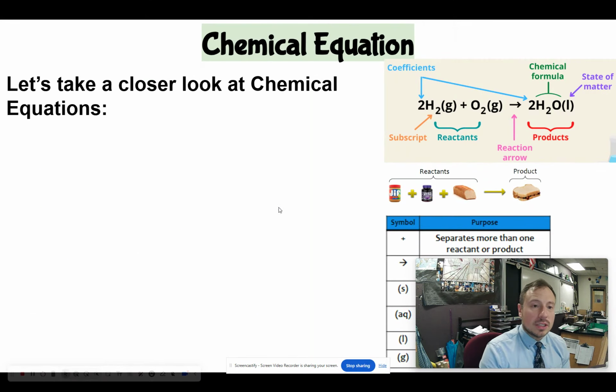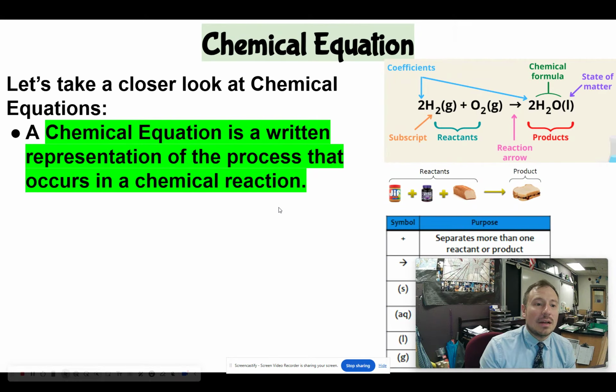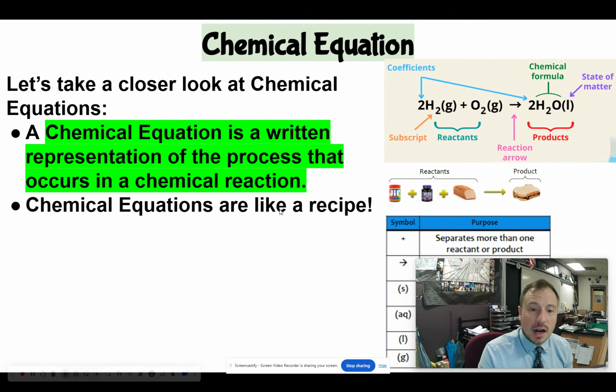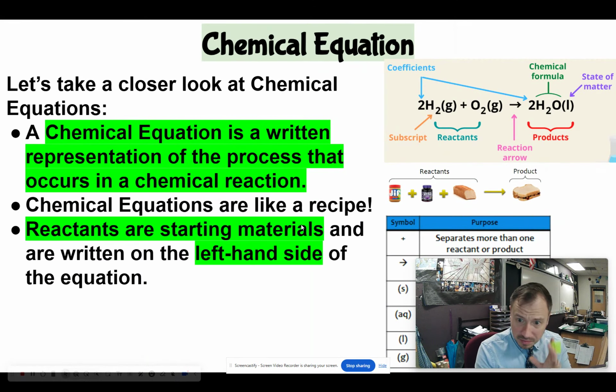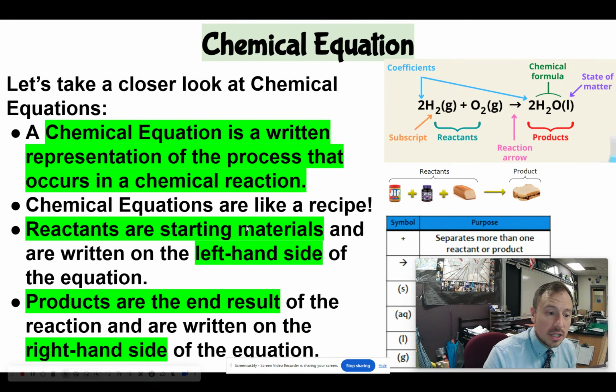So chemical equations, right? A chemical equation is a written representation of the process that occurs in a chemical reaction. So think of it as like a recipe. Like if I'm making a peanut butter and jelly sandwich, I need peanut butter, I need jelly, I need bread. Well, then I'm going to make the peanut butter and jelly sandwich. So if we're looking at a chemical equation, the reactants are the starting materials, and they're written on the left-hand side of the equation. The products are the end results, and they're written on the right-hand side of the equation.